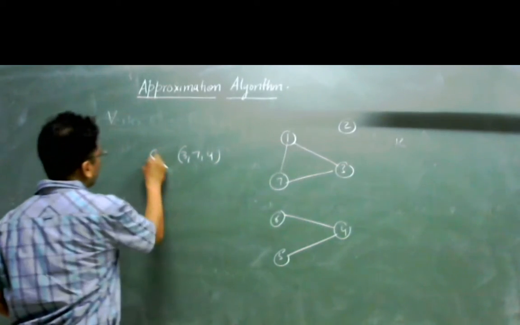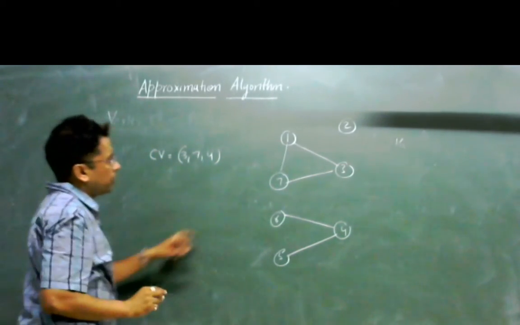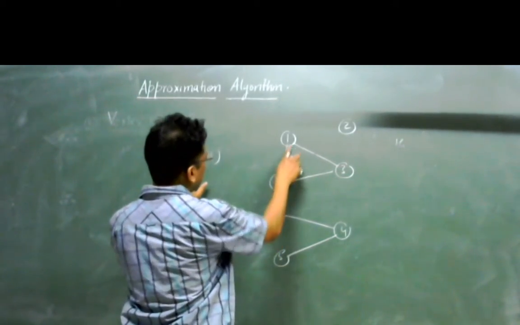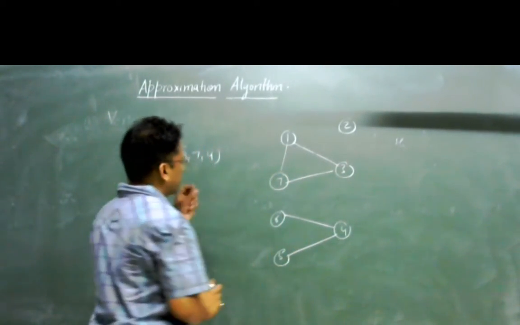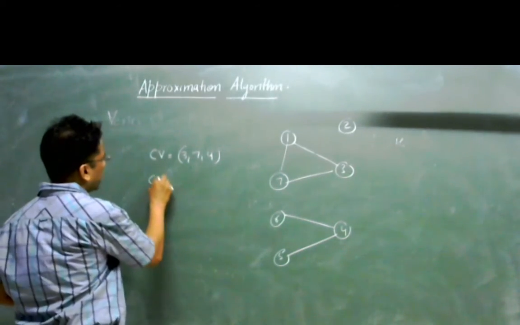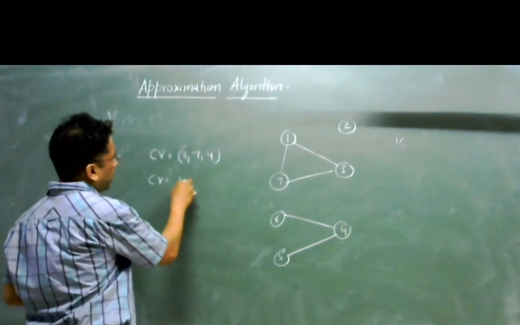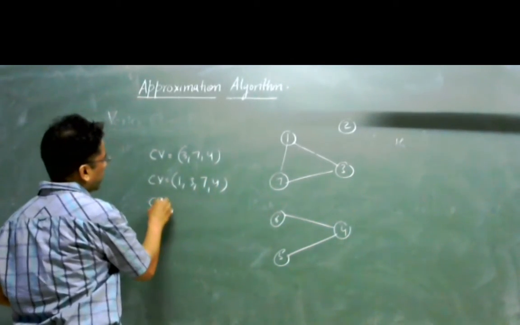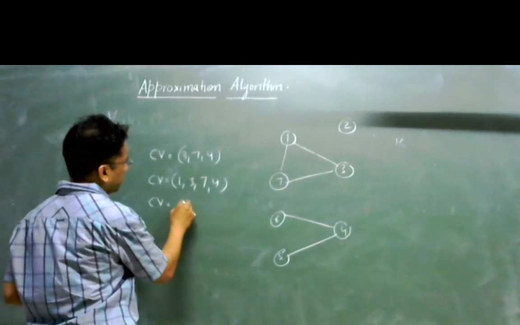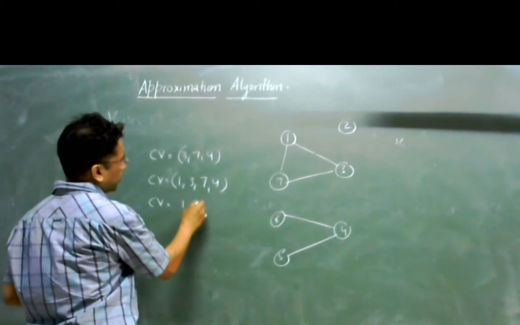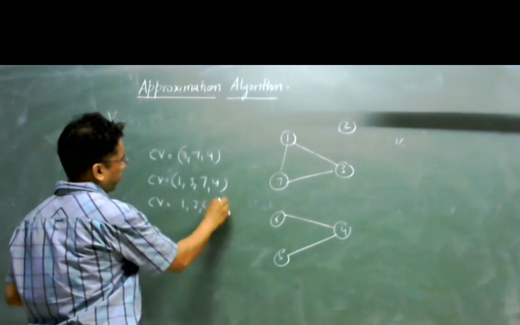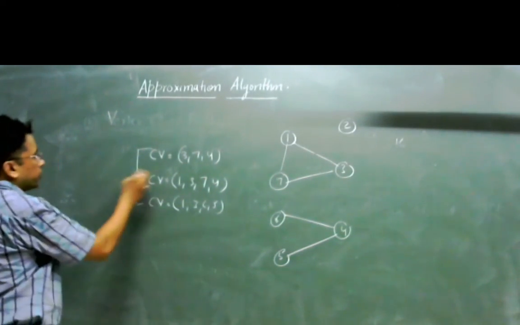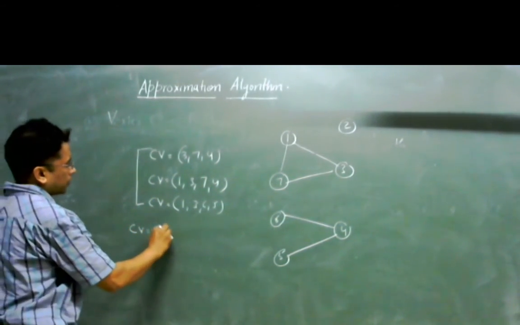This is one vertex cover, because 3 is part of these two edges, 7 is part of this edge, and 4 is part of this edge. Another vertex cover would be equal to 1, 3, 7 and 4, and another vertex cover would be equal to 1, 3, 6, 5. There are 3 possible solutions. VC is equal to vertex cover.